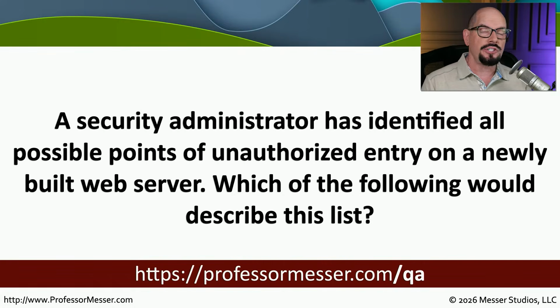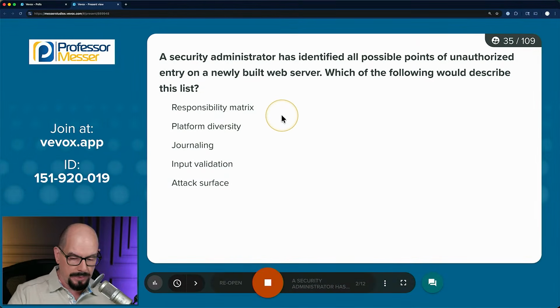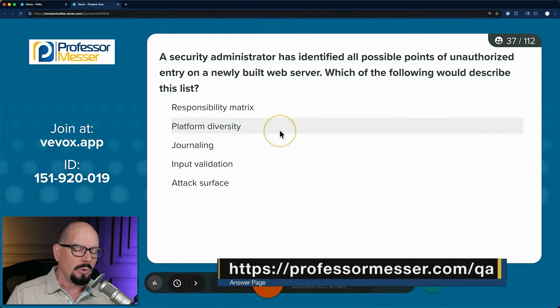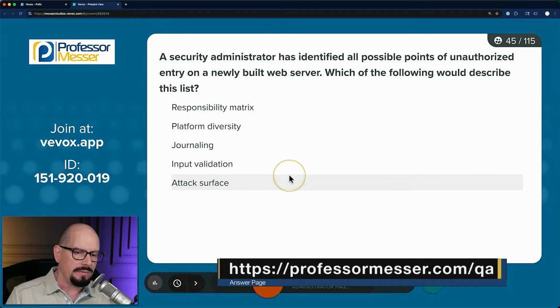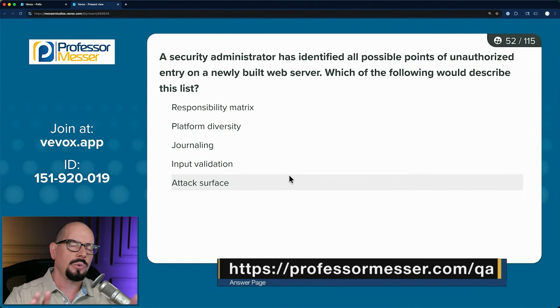professormesser.com/QA. So the question that is our rewind question of the day is, a security administrator has identified all possible points of unauthorized entry on a newly built web server. Which of the following would describe this list? Would it be a responsibility matrix, platform diversity, journaling, input validation, or attack surface? That is your rewind question of the month.